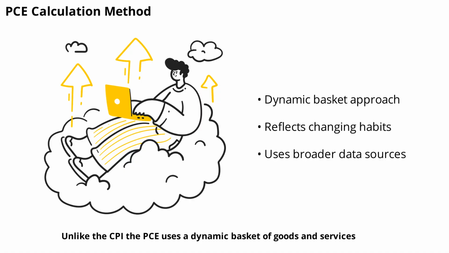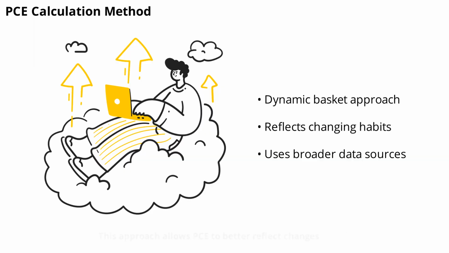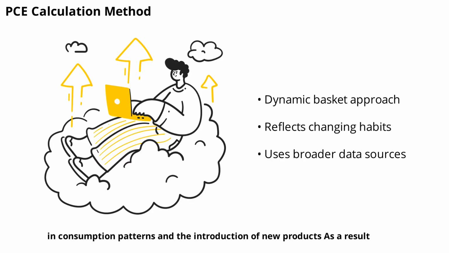Unlike the CPI, the PCE uses a dynamic basket of goods and services. This means the weights assigned to different items can change as consumer spending habits evolve. The PCE draws on a wider range of data sources, including business surveys and government reports, to estimate prices. This approach allows PCE to better reflect changes in consumption patterns and the introduction of new products. As a result, PCE tends to show slightly lower inflation rates compared to CPI. Understanding this calculation difference is key to interpreting the numbers.